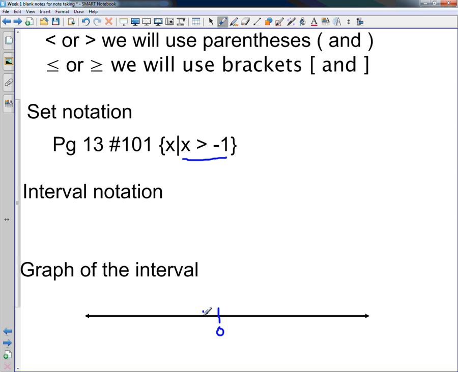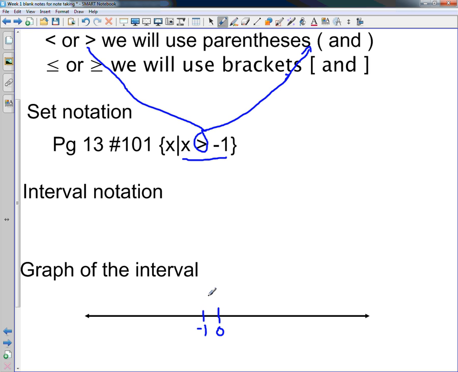-1 is 1 unit to the left. Now here's where we need to pay attention. Notice that we have a greater than symbol. If you look at our definition we just talked about, our greater than symbol tells us to use parentheses. What that means is at -1, I'm going to use a parentheses.